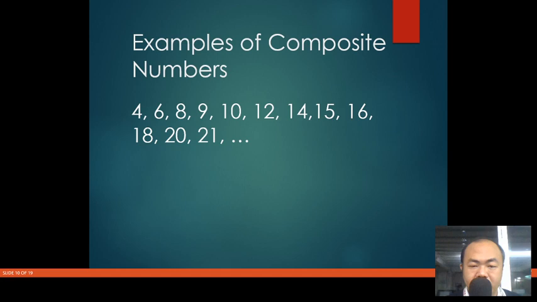1 is special. Why? Because 1 is not a prime, because it doesn't have exactly two different factors. It just has one factor, which is 1. 1 multiplied by 1, the factor is just 1. It is not composite either because the factor is just 1.